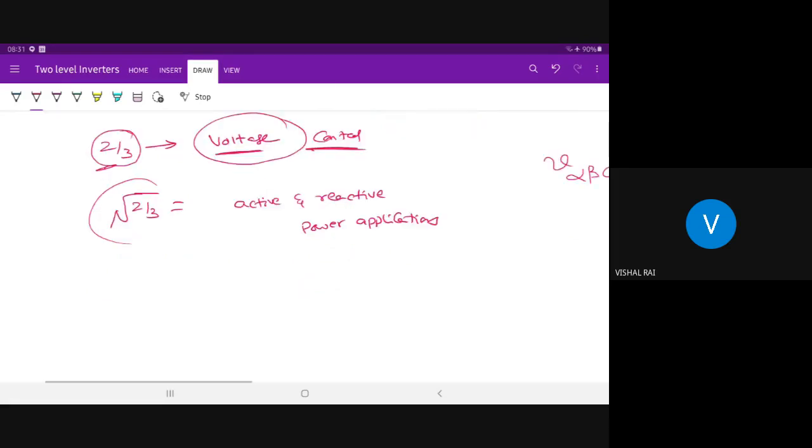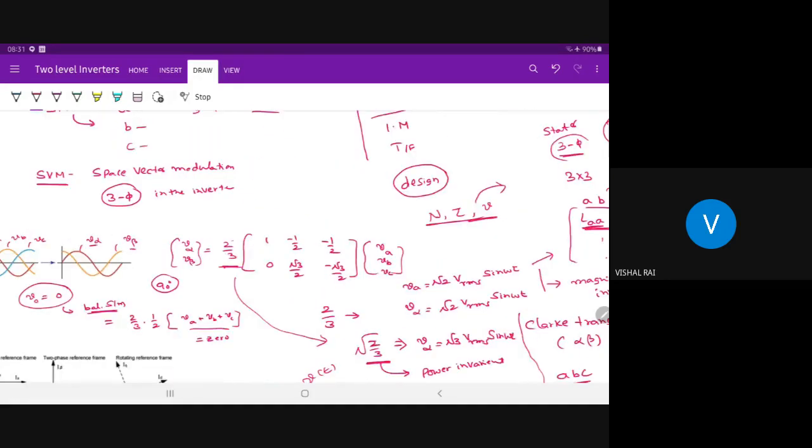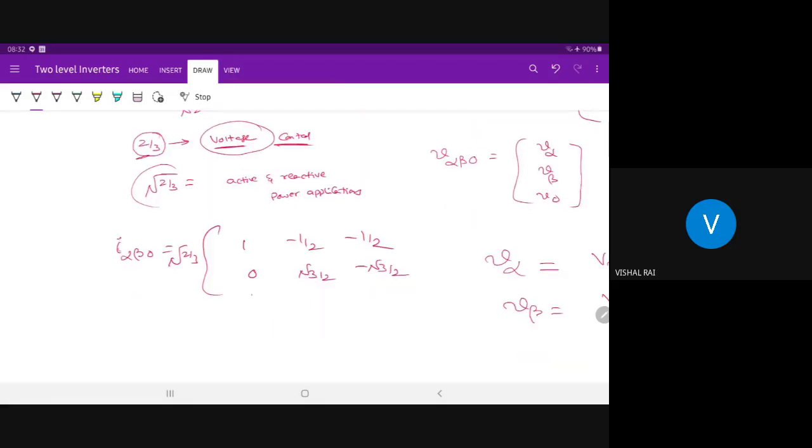Yes. So instead of 2 by 3, you just replace it with root 2 by 3. That's it. So the matrix will be something like this, for alpha beta 0. This 2 by 3 becomes root 2 by 3. Now this matrix will be 1, minus 1 by 2, minus 1 by 2, 0, root 3 by 2 and minus root 3 by 2. Earlier you had 1 by 2, now it is 1 by root 2.